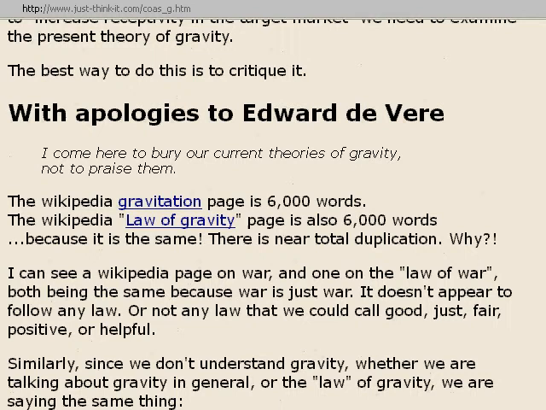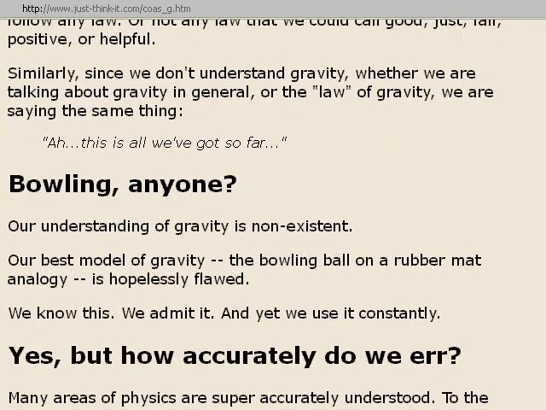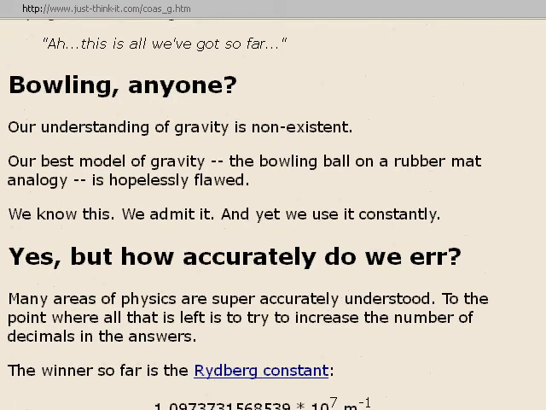It doesn't appear to follow any law, or not any law that we could call good, just, fair, positive, or helpful. Similarly, since we don't understand gravity, whether we are talking about gravity in general or the law of gravity, we are saying the same thing. This is all we've got so far. Bowling, anyone? Our understanding of gravity is non-existent.